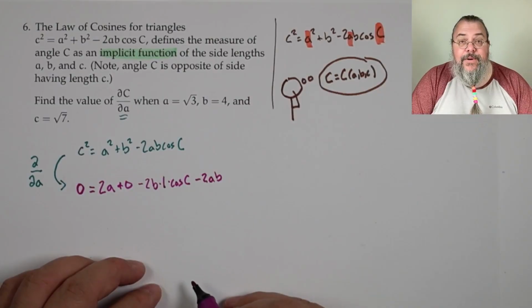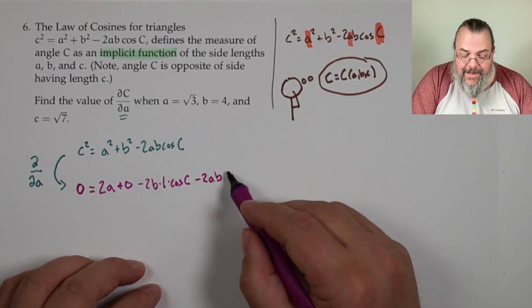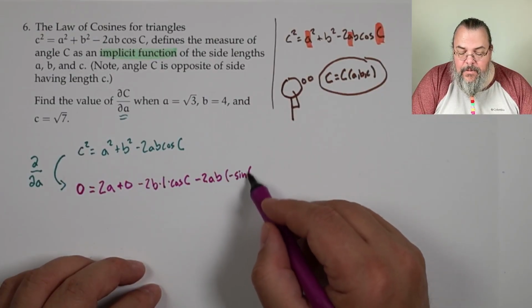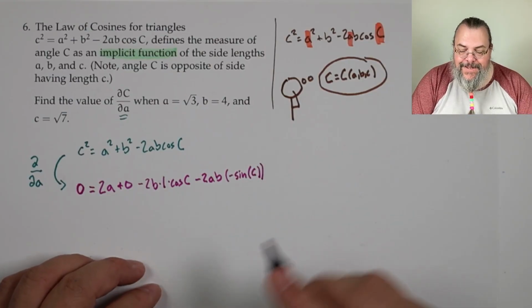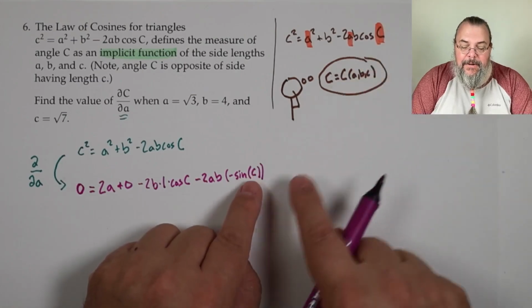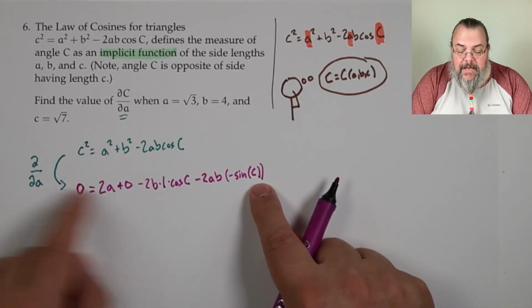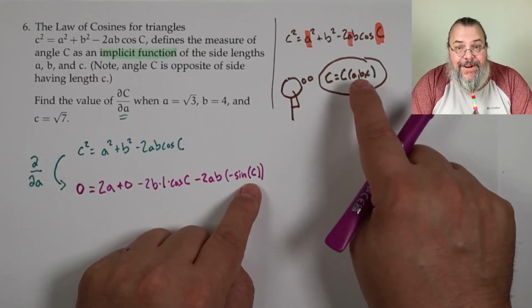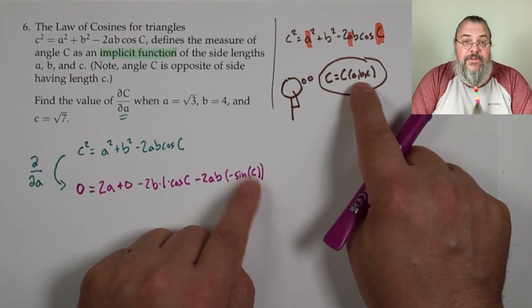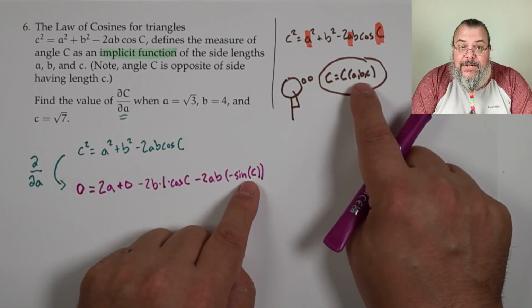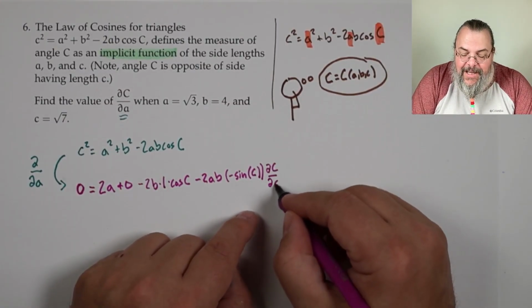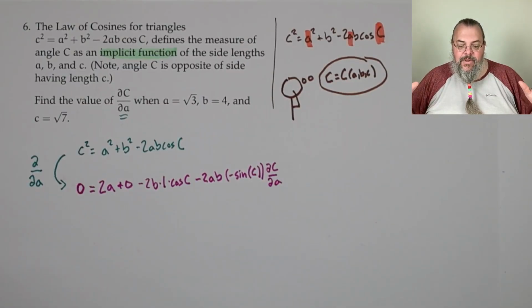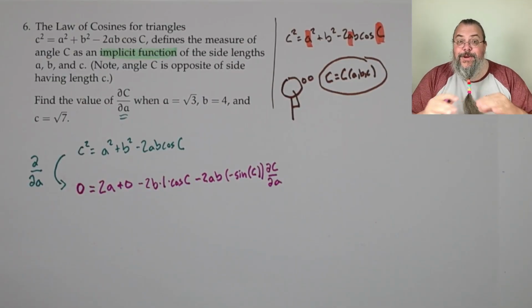What's the derivative of cosine? Negative sine. And of C. Now, we're not done. We took the derivative of the outside, and we're taking the derivative not with respect to C, but with respect to A. But remember, C depends on A. So we say, okay, what's the derivative of C with respect to A? And the answer is it's partial C, partial A. Okay. So, good news. We've now computed the derivative.